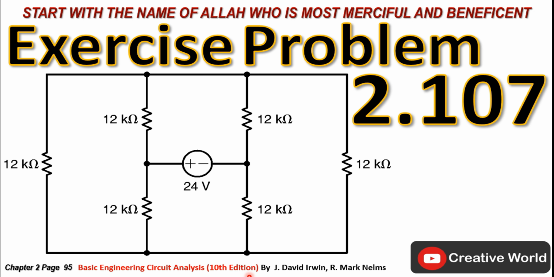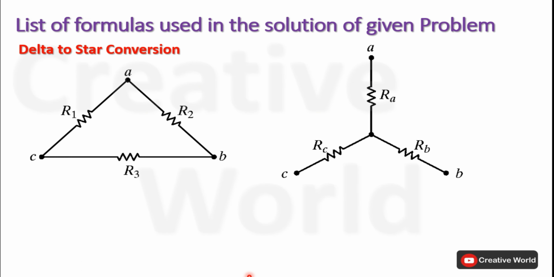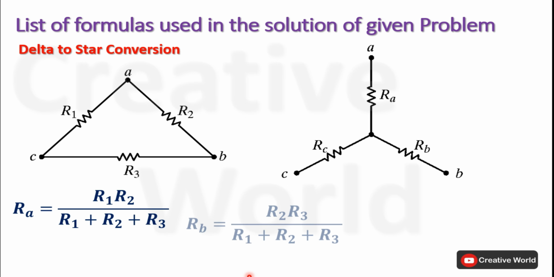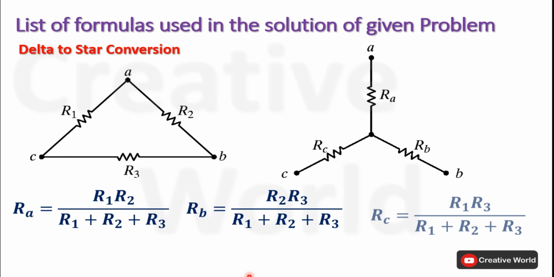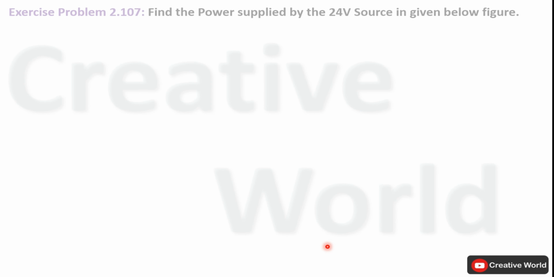2.107. While solving this problem, we will be using delta to star configuration conversion. Here is the list of formulas which will be used to convert a delta connection into an equivalent star connection. Now move towards the problem.